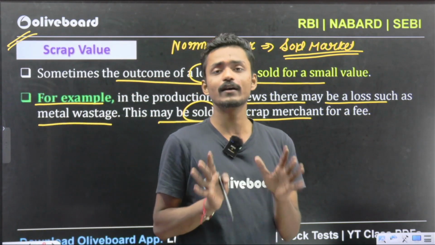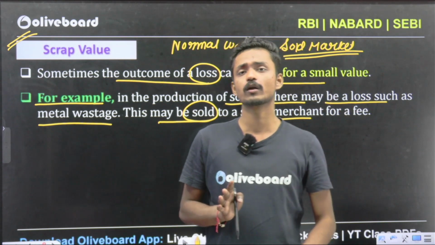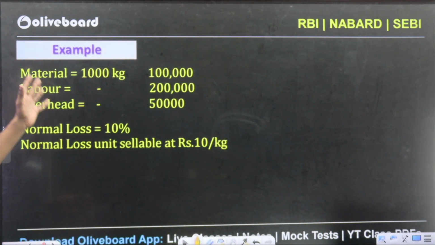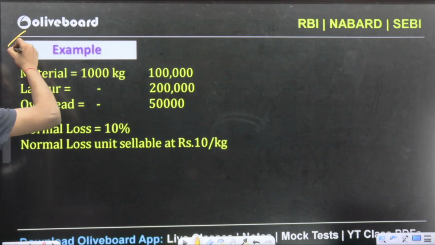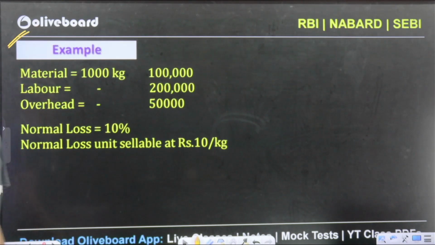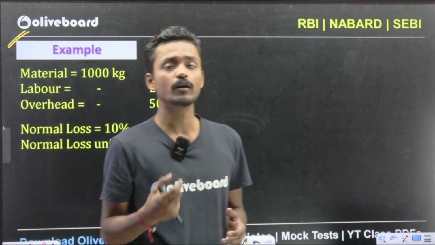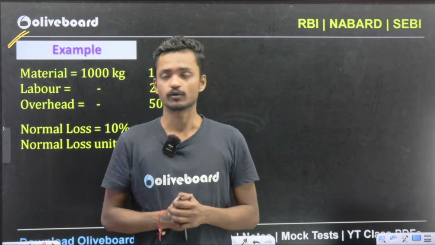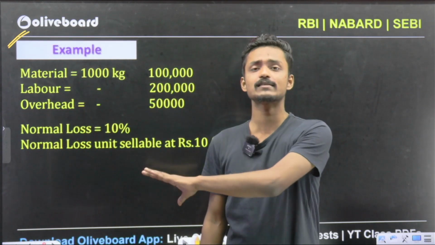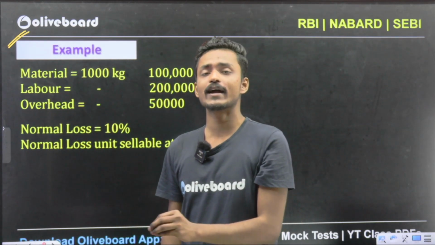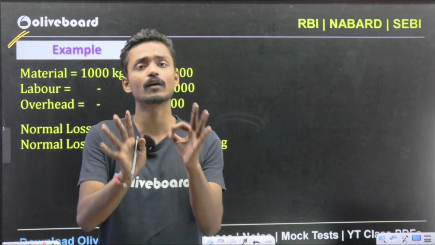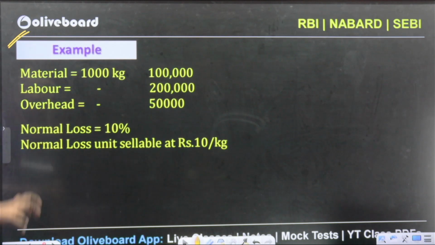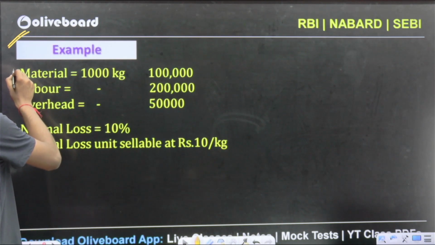Now we have a clear understanding of what we mean by normal loss and scrap value. Now let's move forward and solve this particular question. Only then will you be able to get the answer, sir. How will we incorporate the normal loss in our process costing? So this is your example. By solving this example, you will understand how we do the treatment of normal loss in our process costing. So here you can see an example.